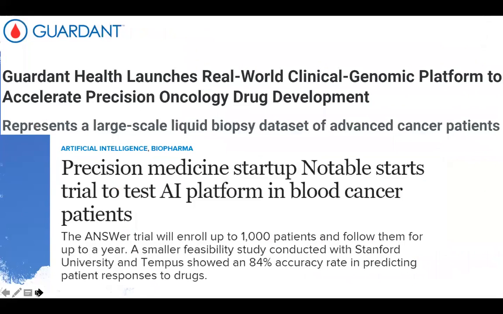Just to give an idea that NGS is much beyond the targetable drugs. There are studies that are going on, for example, in this slide, you can see studies which will determine whether NGS will also help in developing a particular drug and will also help in determining the response rate to a particular drug. The first cutout shows a large-scale liquid biopsy database of advanced cancer patients, where Guardian Health launches a real-world clinical genomic platform to accelerate precision oncology drug development. And the second cutout is the ANSWER trial that will enroll up to 1,000 patients and follow them for up to 1 year. It will show the accuracy rate in predicting patients' response to drugs.